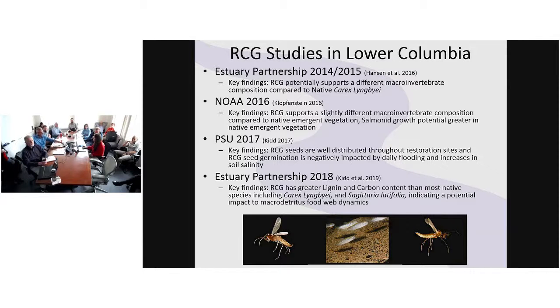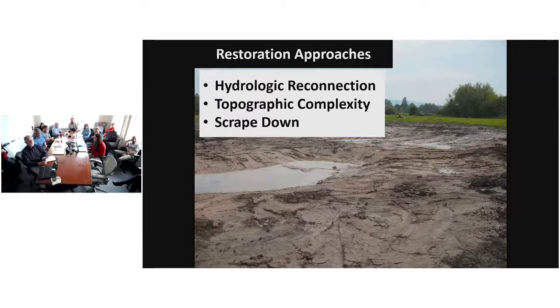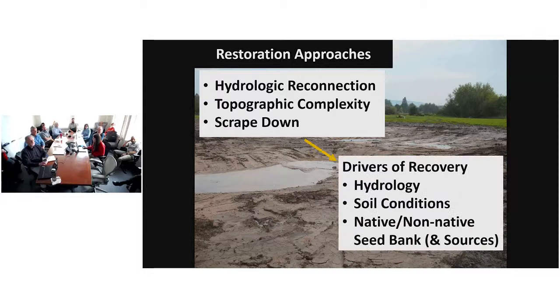So these are all sort of diving into those details. Where did I get those assumptions from? And so when we think about restoration approaches and how we are going to restore native plant communities on these sites, a lot of the times we're thinking about hydrologic reconnection, topographic changes and topographic complexity, and utilizing scrape down to impact reed canary grass and native plant communities.